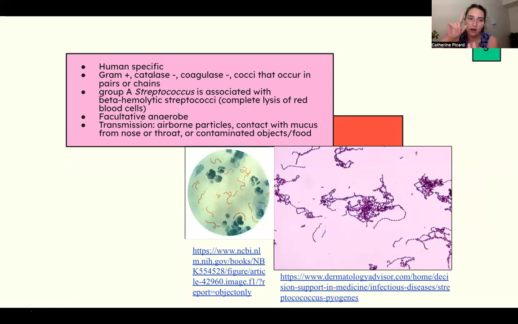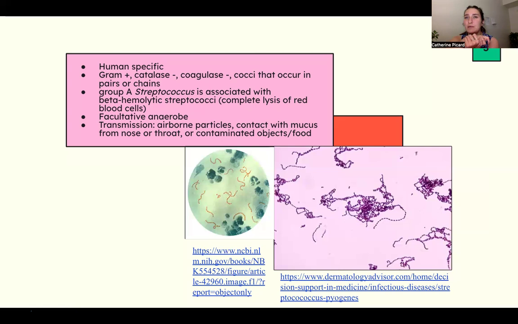Okay, so they are catalase negative, coagulase negative, and also beta hemolytic streptococci. I don't know exactly what that means. All I know is that they lyse red blood cells completely, which is a little terrifying. But they didn't really go into much detail about that, like the mechanism and all of those things. But I also didn't research extremely into that. So perhaps that will be my paper.